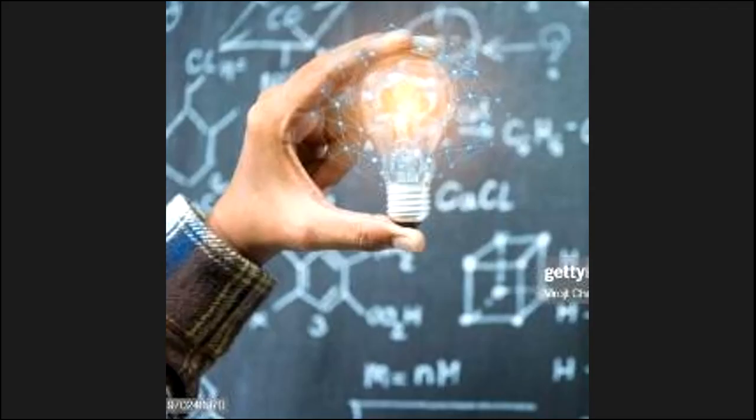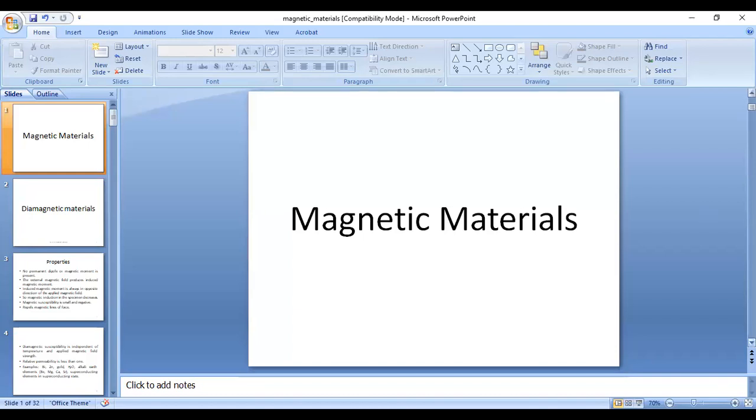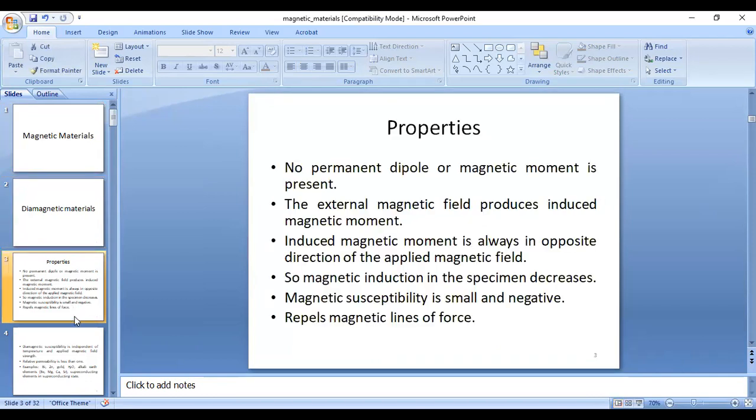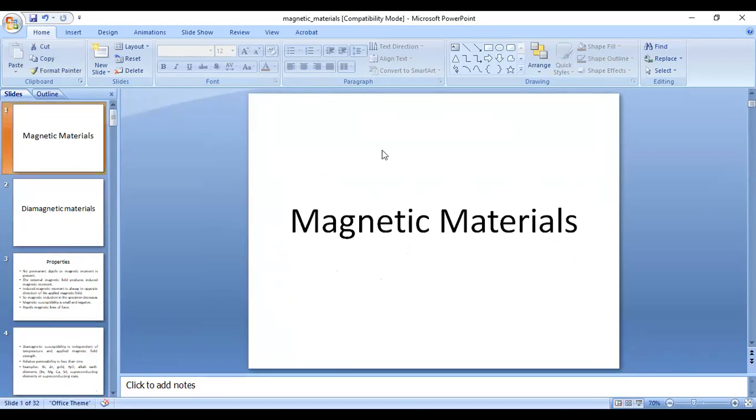Good morning, students. In today's class, we'll discuss magnetic materials. In the last class, we saw that we have just started the fourth unit, and we have ended the third unit. So in today's class, we will discuss magnetic materials.